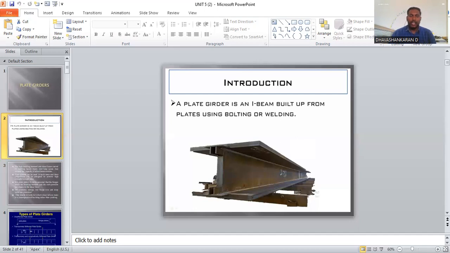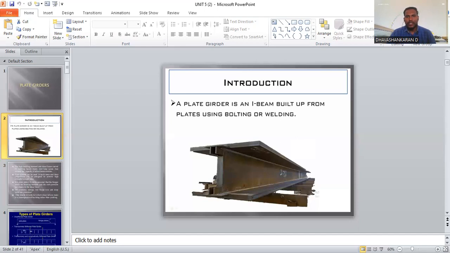Okay. So these are the types of plate girders. Here we have the unstiffened. First we go with the types, and then we can see one by one what the unstiffened is, what the transversely stiffened plate girder is, and what the transverse and longitudinally stiffened plate girder is.